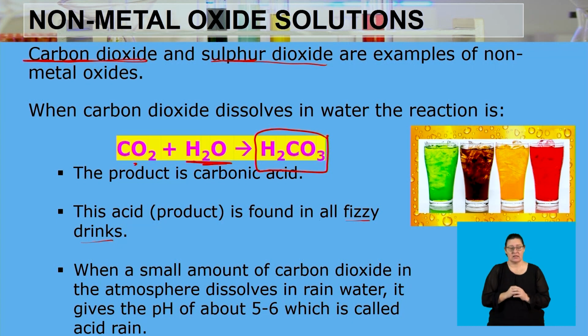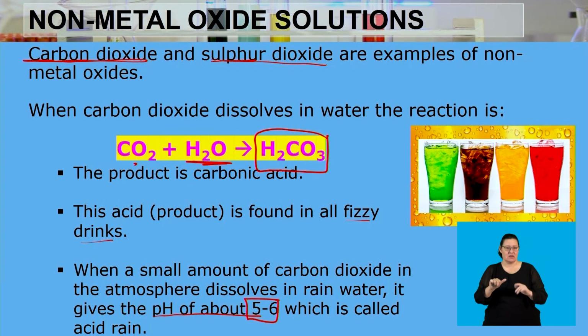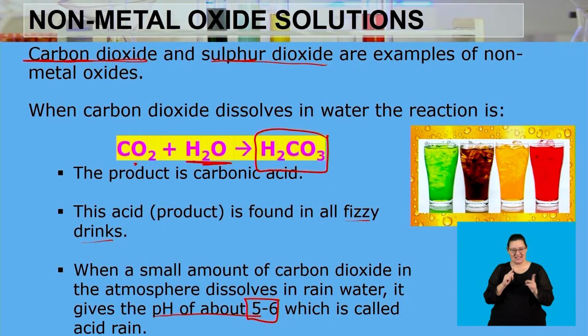However, when a small amount of carbon dioxide in the atmosphere dissolves in rainwater, when we have carbon dioxide in the atmosphere and then it rains, that carbon dioxide dissolving in the rainwater gives a pH of about 5 to 6. So the pH of that rain coming down would be around 5 to 6. And we do know that once the pH is less than 7, the substance is acidic. However, because it's closer to 7, it can be regarded as a weak acid.